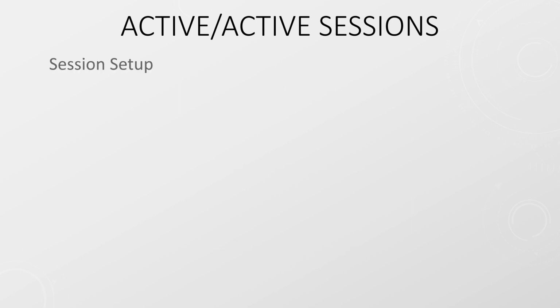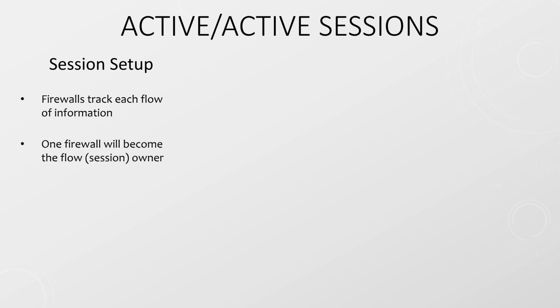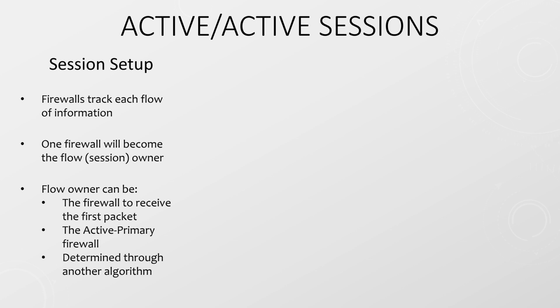When new traffic reaches the firewall, it sets up a session. This is where the firewall starts collecting information about the flow of traffic so it can track it. This is not specific to HA at this point. Even a standalone firewall will do this. When you have two active-active firewalls, one firewall will become the session owner. Under normal circumstances, this firewall will handle all traffic for the session. If it fails, the other firewall can take over as the session owner.